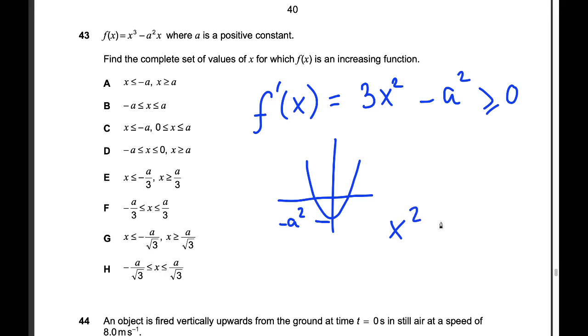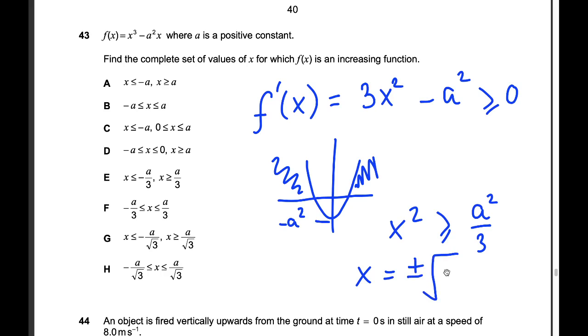We're going to end up with x squared is greater than or equal to a squared over 3. And then you're going to square root everything, plus or minus. So where this function is greater than 0 is this bit here and this bit here. So it's above these 2 roots. The 2 roots are going to be x is equal to plus or minus the square root of a squared over 3. So you can take the a squared out and make it just an a, and it's going to be root 3 on the bottom.